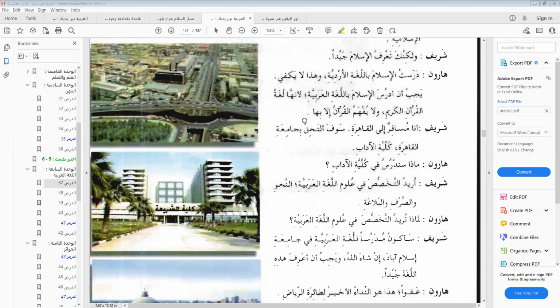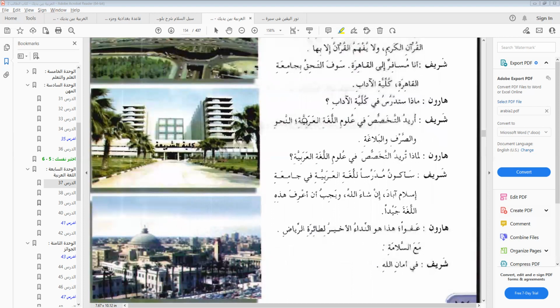Wa-yajib, for that reason, it is compulsory. An a'rif, that I understand. Hadhihi al-lugha jayyidan, that I understand this language very well. Then Harun says, afwan, forgive me. Afwan means forgive me.